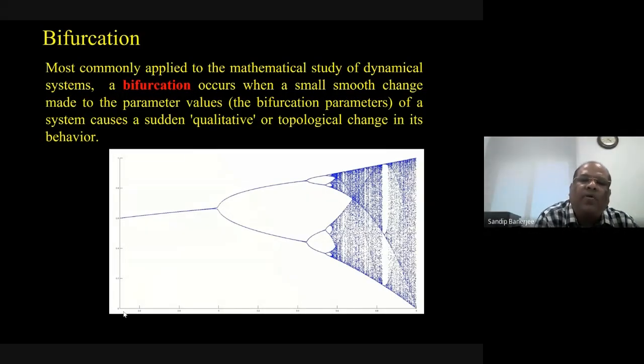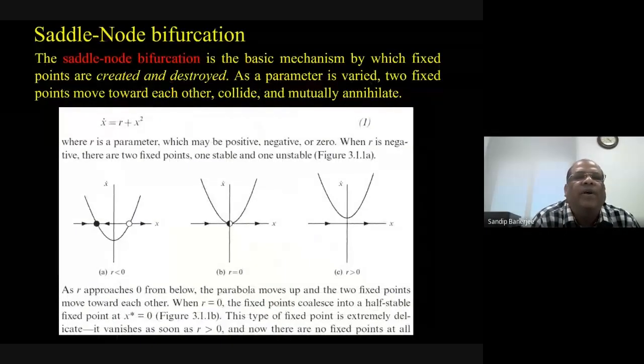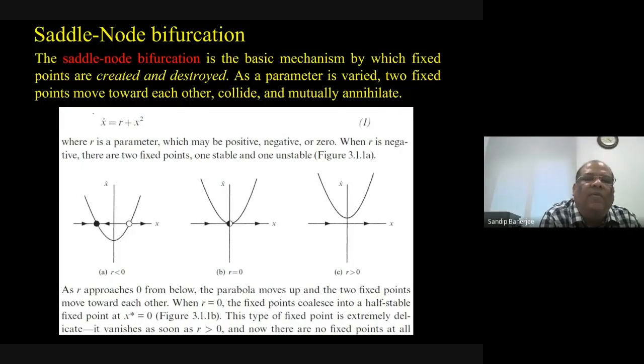So at some particular value of the parameter, say alpha, if such a change starts to occur, we say that bifurcation occurs at alpha equal to alpha zero. Now there are various kinds of bifurcation. One of them is the saddle node bifurcation. In saddle node bifurcation, what happens is that a fixed point is created and destroyed as your parameter varies. A very simple example would be something like this.